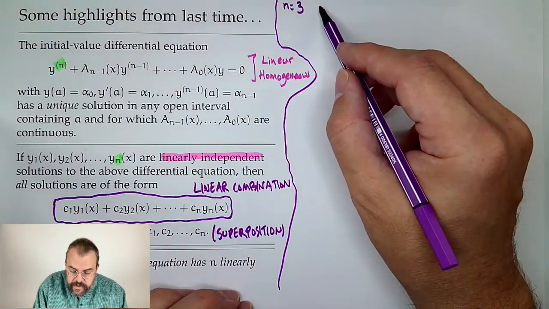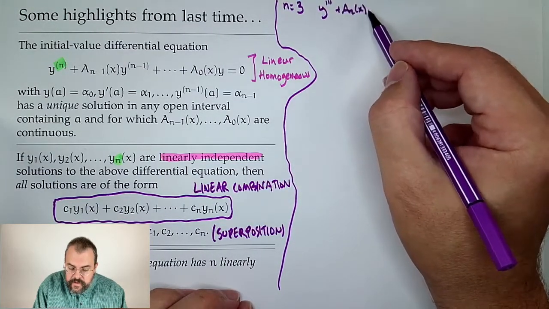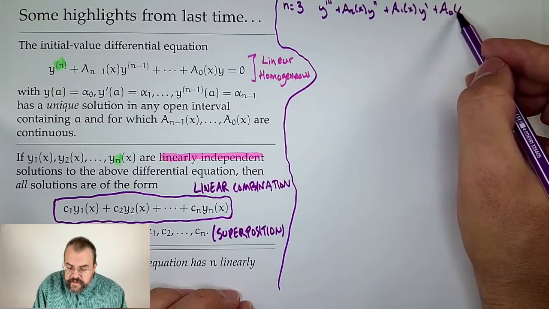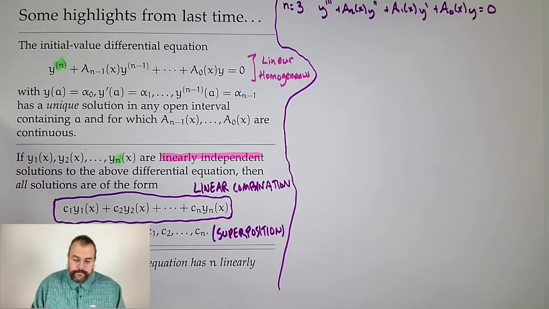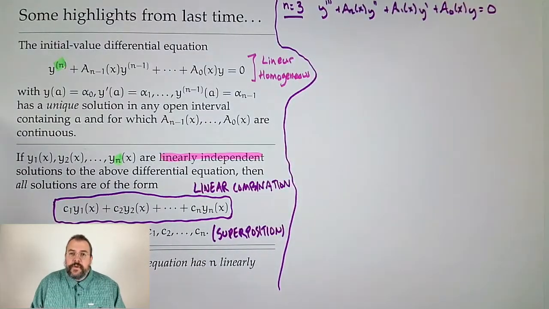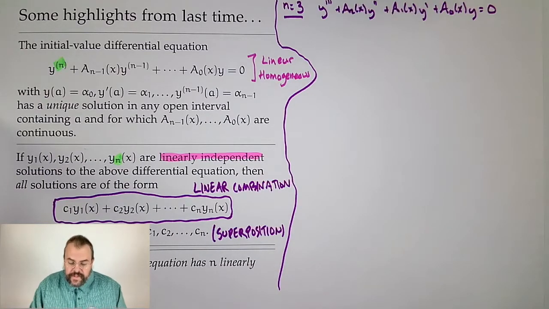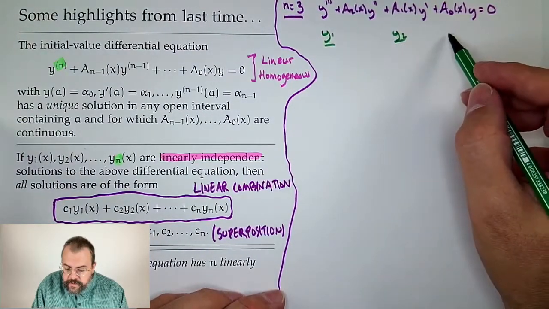And so that means what? Well, we have y triple prime plus a sub 2 of x, y double prime plus a sub 1 of x, y prime plus a sub 0 of x, y equals 0. So that's our differential equation. And now we're going to use our fact that says, if you tell me initial conditions, I have a solution. So we'll come up with some solutions that have some very nice initial conditions. So we'll have 3 solutions: y1, y2, and y3.